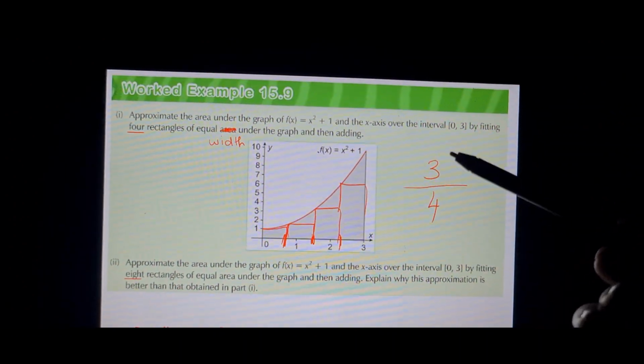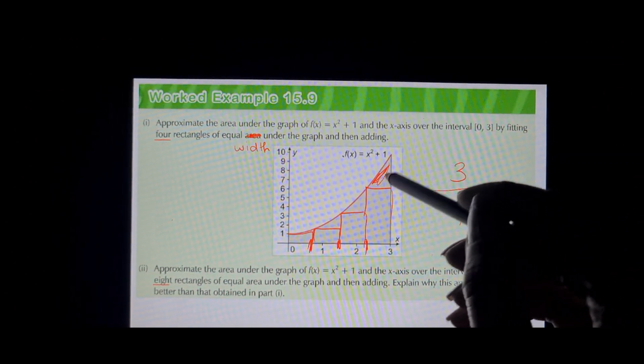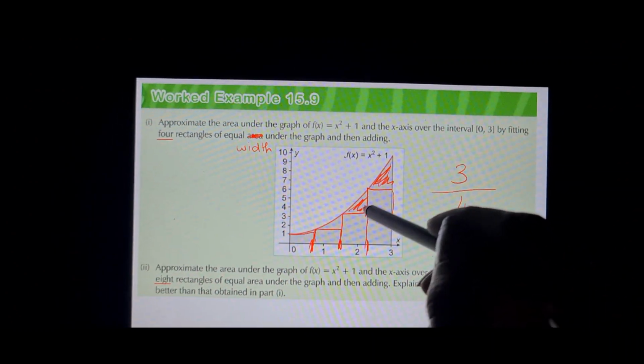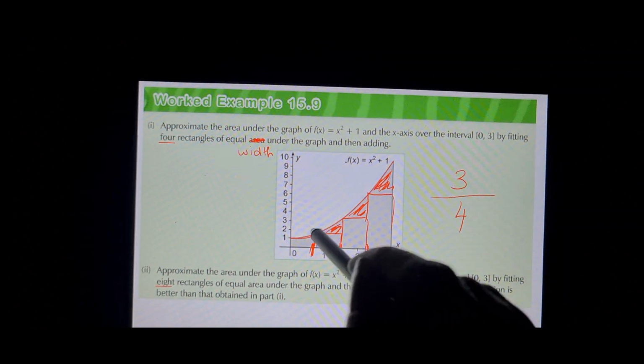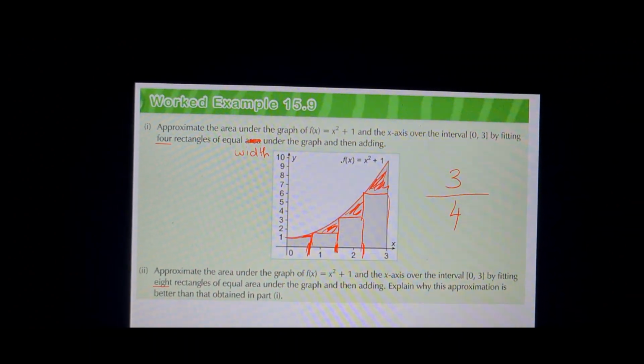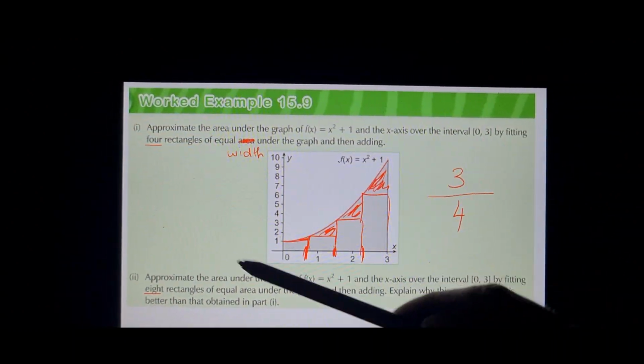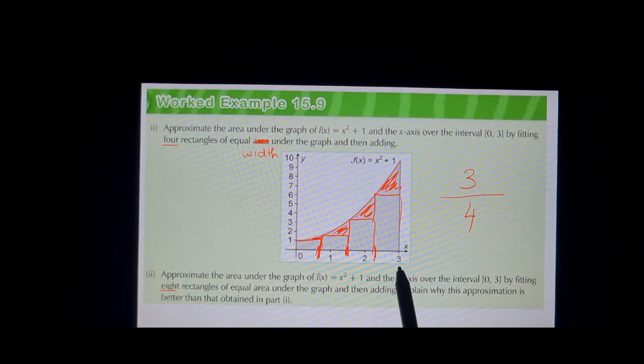And as you can see, it's only going to give me an approximate answer for the area because look at this region here. That's not being accounted for, that's not being accounted for, and that's not being accounted for. And that little small bit down here also would not be accounted for. So I'm only going to get an estimate. And my estimate is obviously going to underestimate the true area under that curve from 0 up to 3 units.